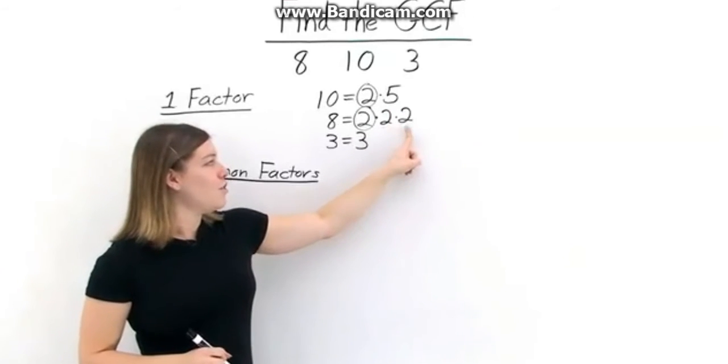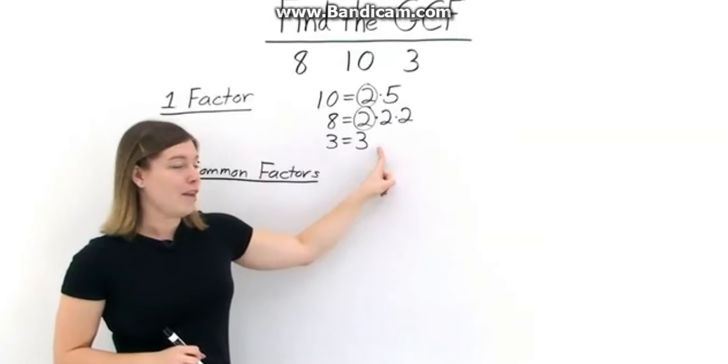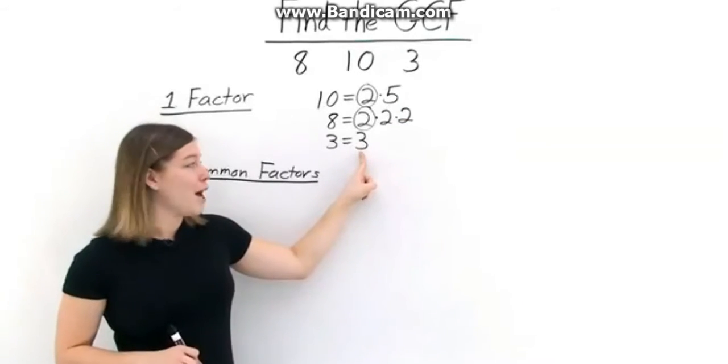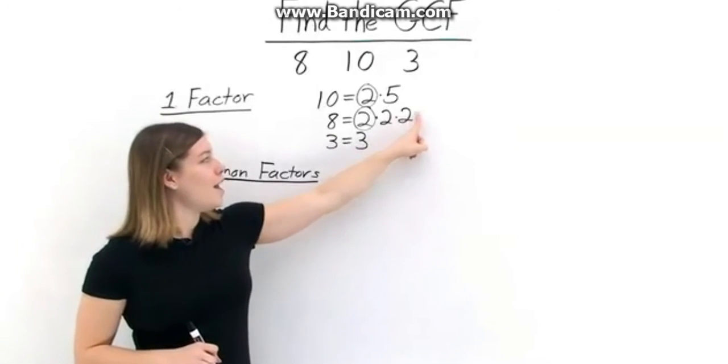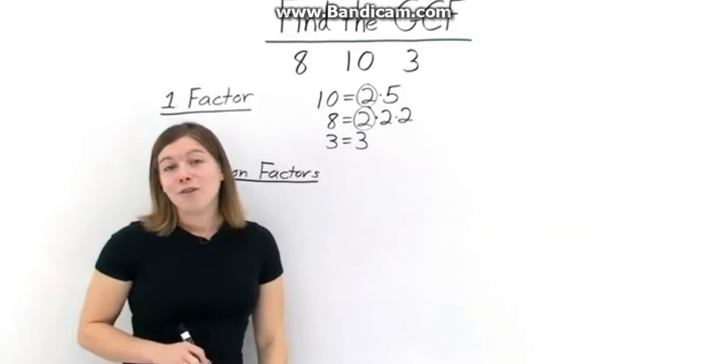Same thing for these 2's. We don't have any 2's left in our other factors. And since 3's only factor is 3, there is no common factor. We don't have any 3's in the factors of 10 or 8. So now we're done with step 2.